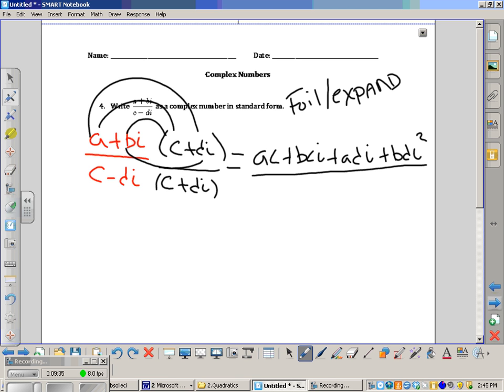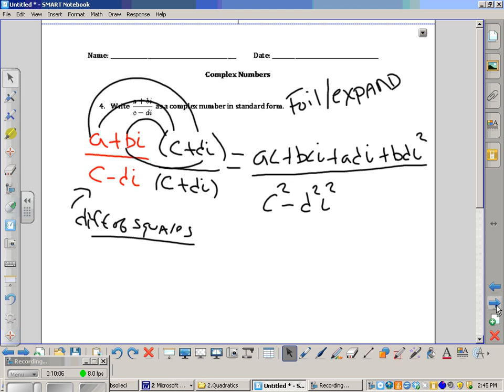Now I'm going to FOIL the bottom. Remember, the bottom here, that's a difference of squares. So the middle terms are going to cancel. Recognizing difference of squares, that structure is one of the most important things I would say, in addition to factoring, that you would come out of Algebra 2 with. So that's c squared minus d squared i squared. Let's do a little simplification. I realize the first time this is overwhelming, but I really wanted to do it in the general case with no numbers to really make sure you understand this.